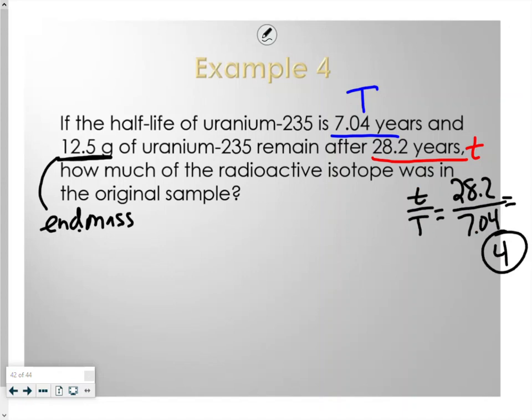So then we know how to set up our table, but we have the ending mass, not the original beginning starting amount. So we're going to have to work backwards. So I'm going to start here. We have 4 half-lives.